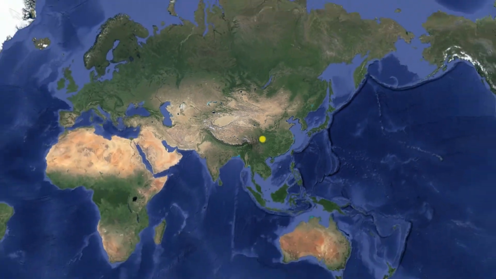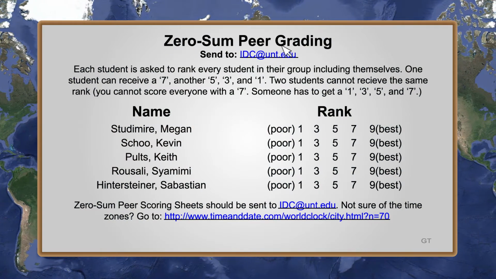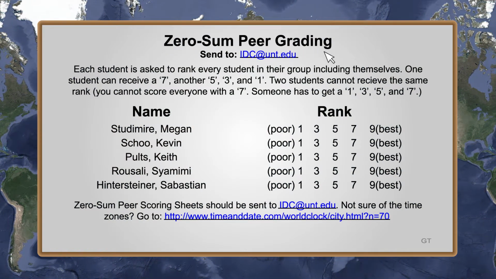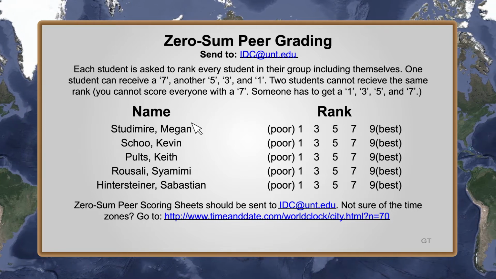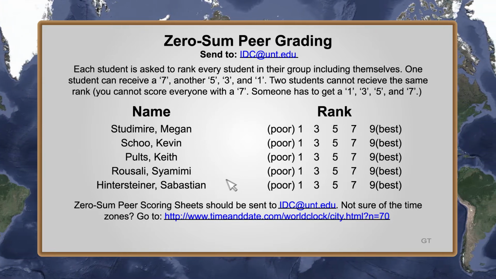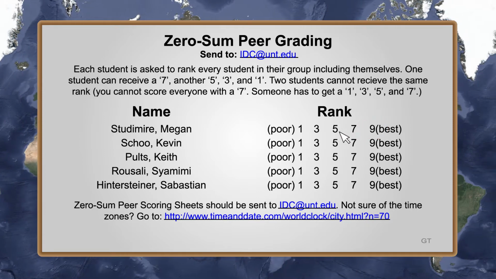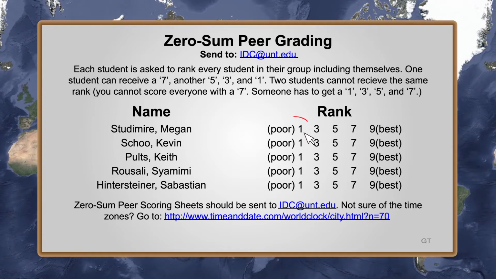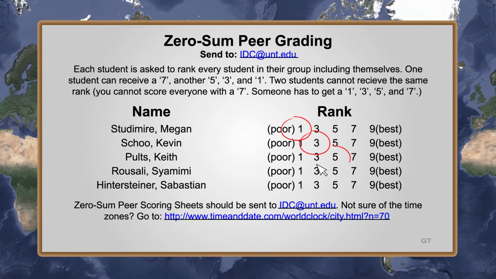After your presentation, you'll need to submit your zero-sum peer grading sheet. In the zero-sum scheme, you must rank the performance of your team members, including yourself. Only one team member can receive the highest score, and one team member must receive the lowest score. No team members of the team can receive the same score.